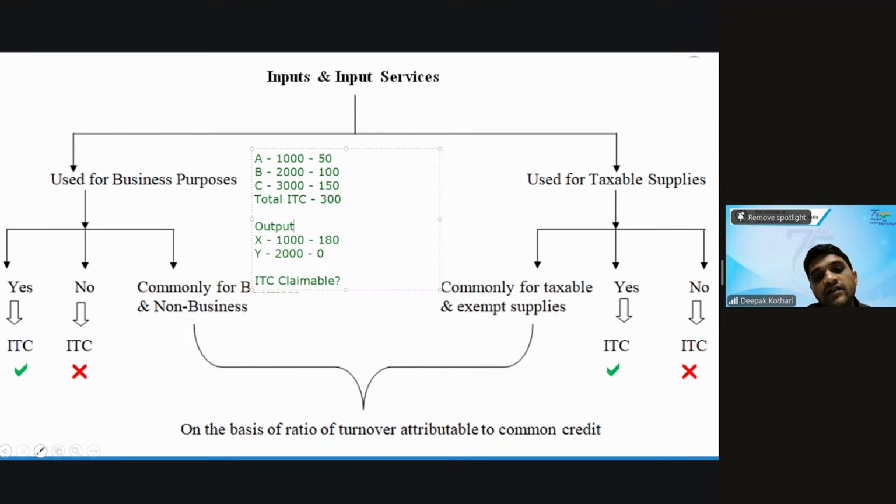प्लीज अंडरस्टैंड दैट इस एक्स और वाई के लिए मैंने तीनों इनपुट यूज किया है. These are common things, because if it is specifically linked then I would have told you, but these are all common ITC which I have used. Now I am selling two products only in this month. So how much is the ITC which is claimable?